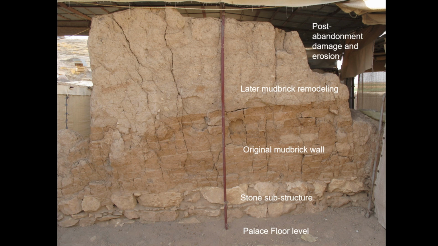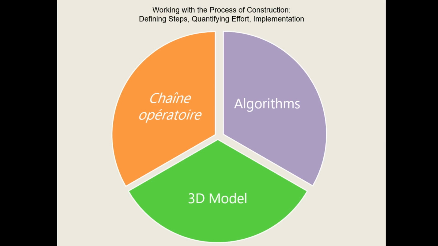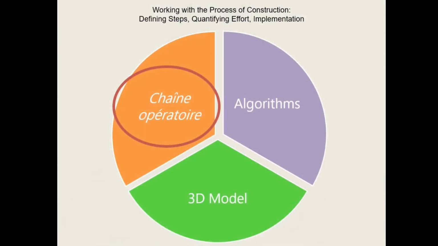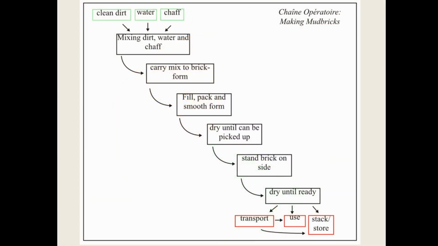How do we go from this to understanding the process of construction? My suggestion is threefold, a combination of three factors: a chaîne opératoire, algorithms, and a 3D model. So let's take, just as one example, one of those elements in the structure that we saw before, the mud brick production. In terms of the chaîne opératoire, we have a combination of how to go about making mud bricks.